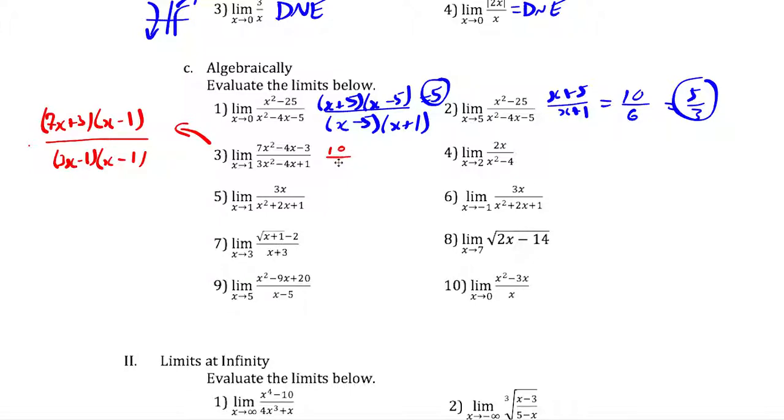10 over 2, which is 5. Over here, can't factor this. There's actually a vertical asymptote there. It's not factorable, so this does not exist. Limit does not exist. Here, yet again, cannot factor, so the limit does not.